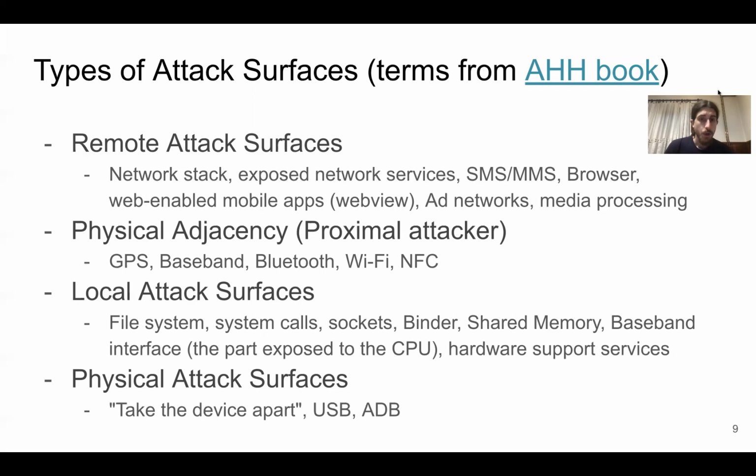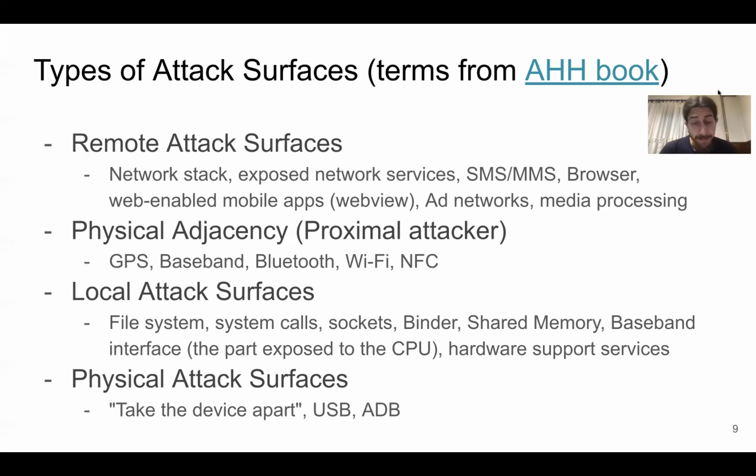Cool. Other examples are physical adjacency or proximal attacker, and we have things like GPS, baseband, Bluetooth, Wi-Fi or NFC, a piece of code that could be triggered by an attacker that is physically next to you. For things like baseband, Bluetooth, Wi-Fi or NFC, think about this: the attacker really needs to be next to you to somehow play with code on your device that belongs to Bluetooth, Wi-Fi and so forth.